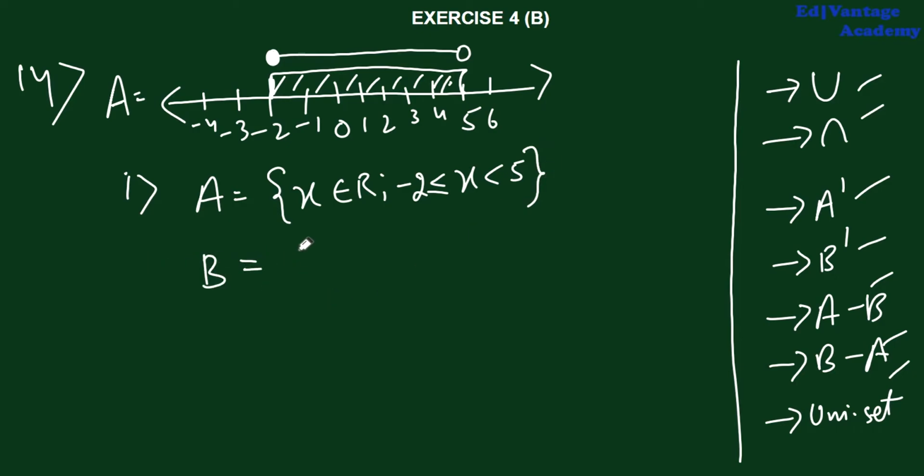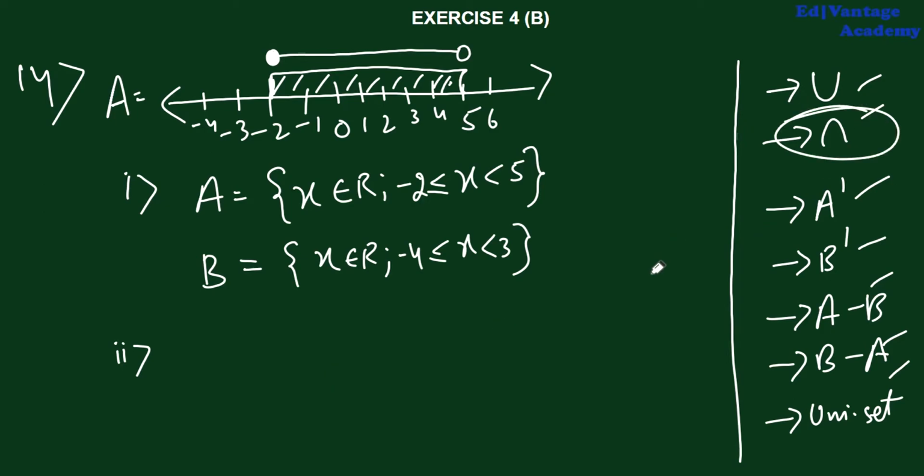For B, if you look into your book, there also I can write it like, first of all, real number, X belongs to real number, X is greater than or equal to minus 4 and X is lesser than 3, correct? Then the second one they have asked here, represent A intersection B on two different number lines, A intersection B and A intersection B dash.